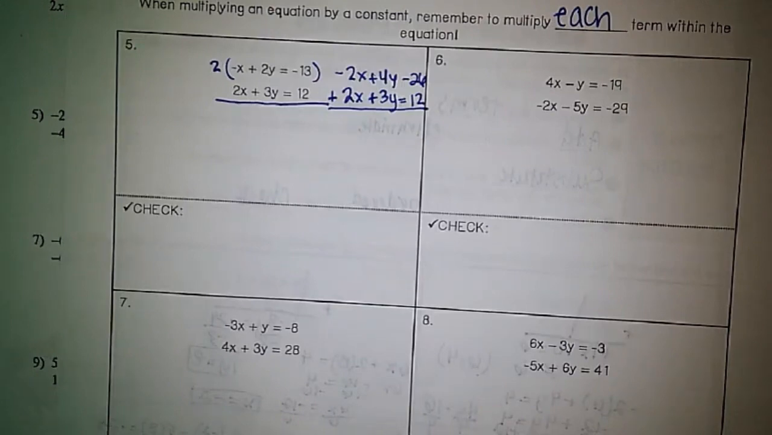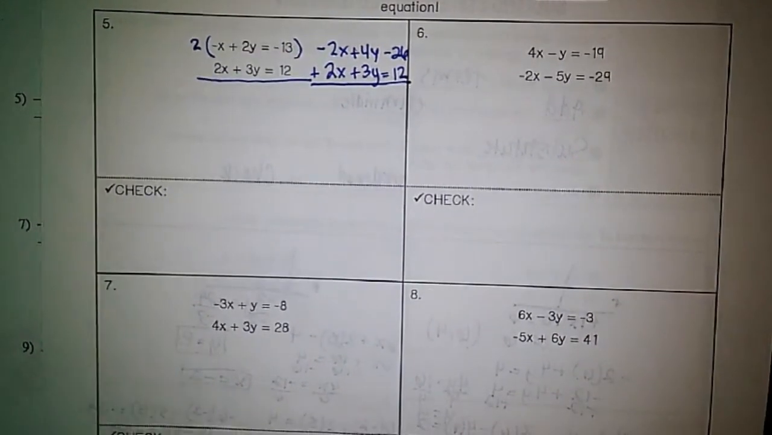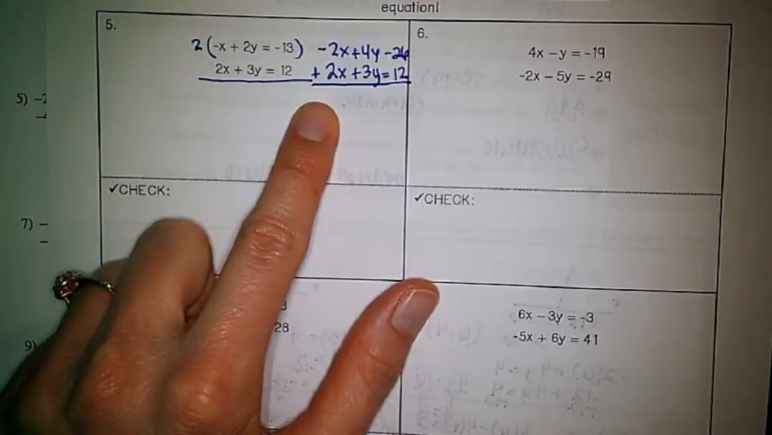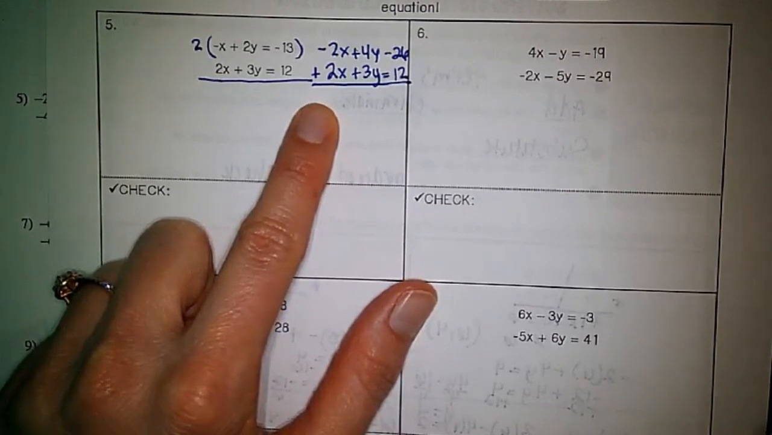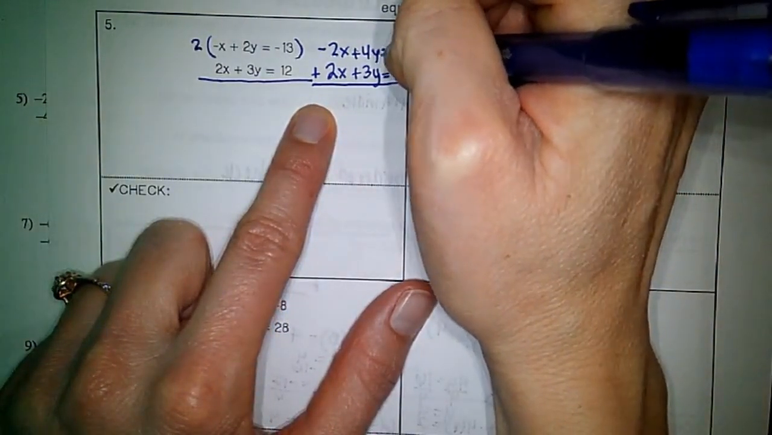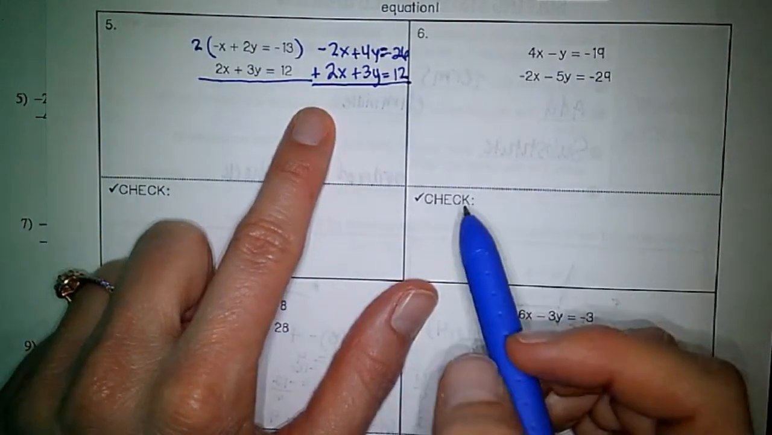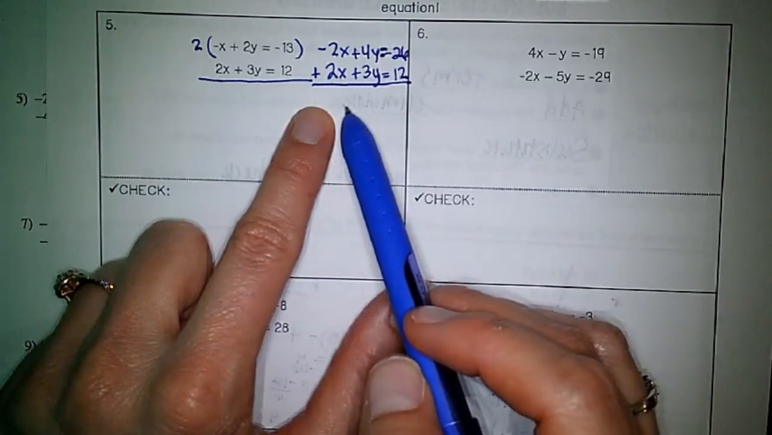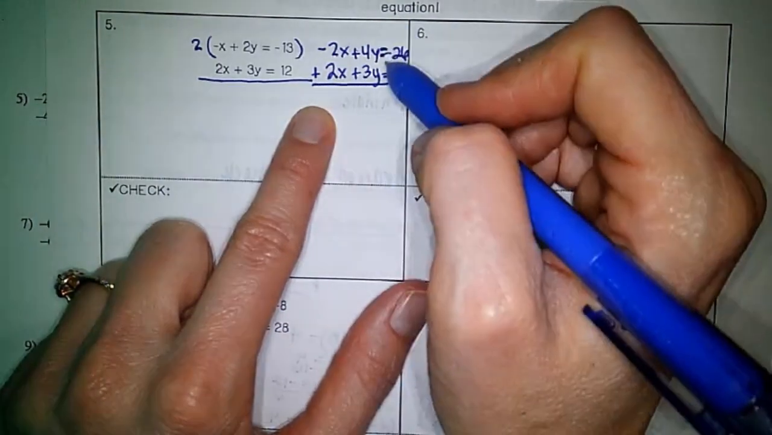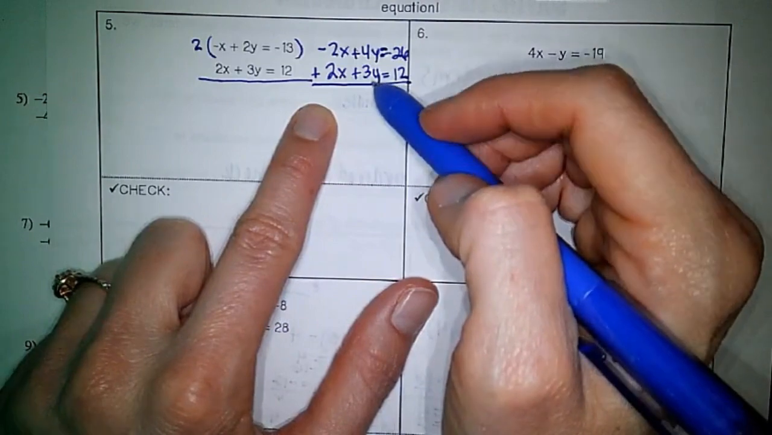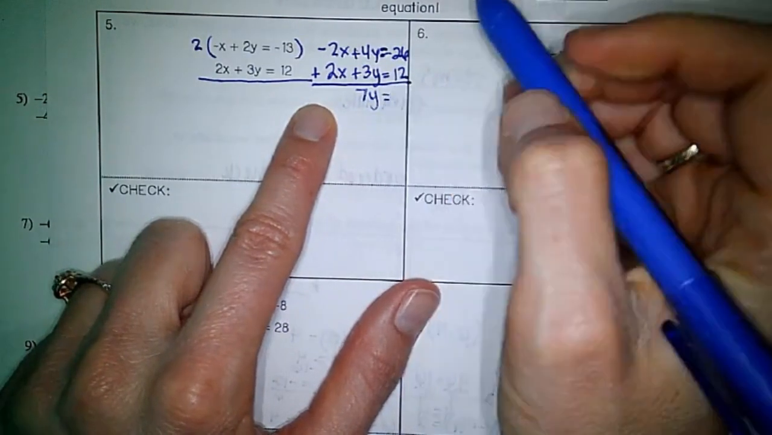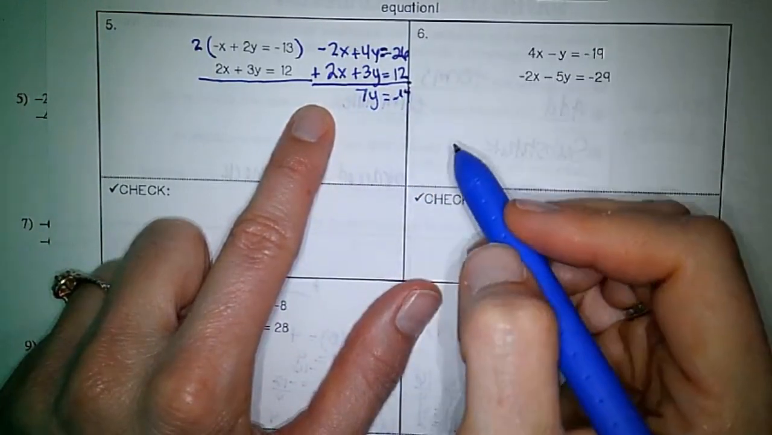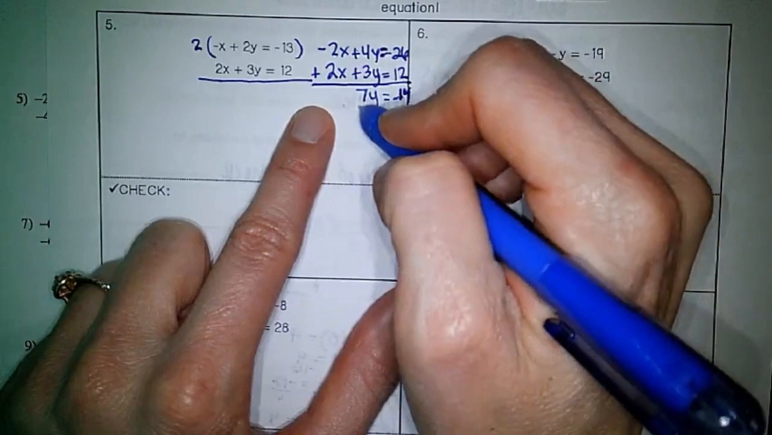What'd y'all get? I'm sorry. This is supposed to be an equal sign right here. I wrote it funny. We're solving for y. So look, what's negative 2x plus 2x? 0 x's. And what's 4y plus 3y? 7 y's. And what's negative 26 plus 12? Negative 14. Now we're going to solve for what? Y. Divide by 7. Y equals negative 2.